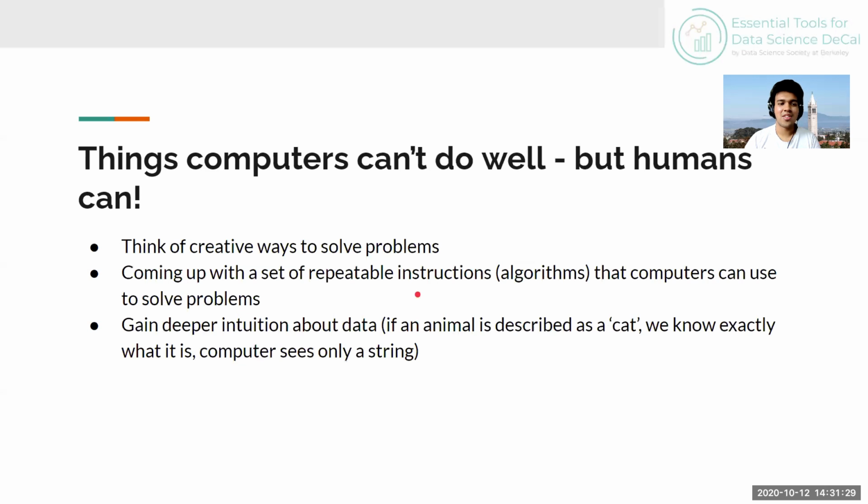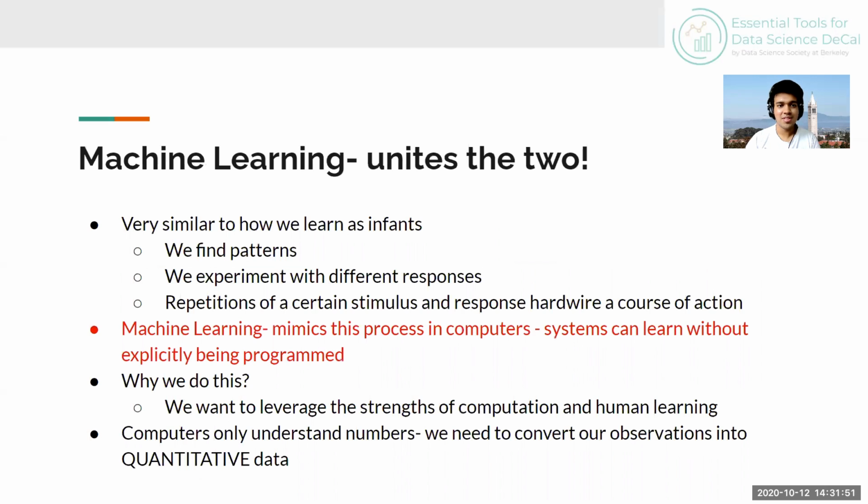And computers cannot gain any deeper intuition about data. So let's say a data set has an animal column and it has an entry of cat. We know what real world object that corresponds to, namely a cat. But a computer just sees a bunch of characters. It doesn't have any deeper understanding of what it means to be a cat. Okay, that was quite philosophical, but machine learning unites the two approaches.